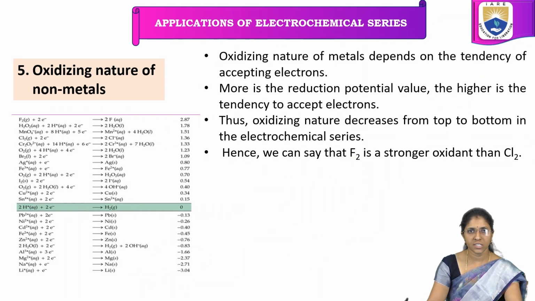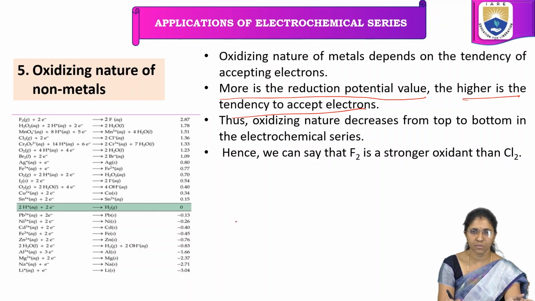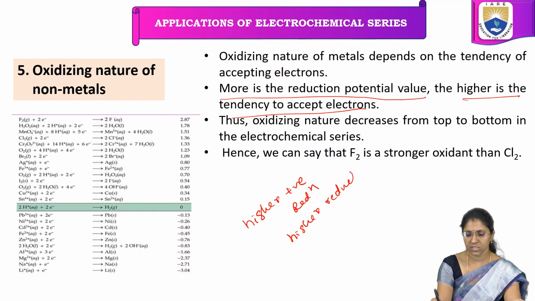Next one is the oxidizing nature of non-metals. The more the reduction potential value, the higher is the tendency to accept electrons. It is the reverse of the reducing nature of metals. In that case, we had a higher negative value; in this, we have a higher positive value. Higher potential value means higher positive, or higher reduction potential.